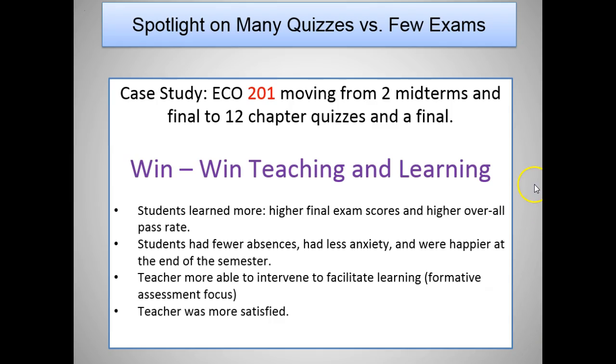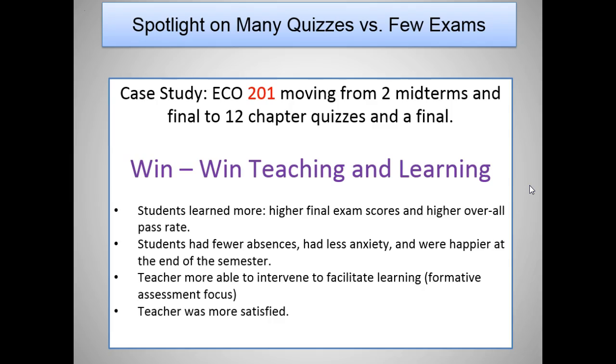I'm going to end with a spotlight on many quizzes versus few exams. And so this case study comes from one of our colleagues, Ariely. And I'm going to do my best to paraphrase some research that she did last year. And if I mess up, it's because I am improperly paraphrasing, and I will apologize ahead of time. But I think I've captured in a nutshell the research that Ariely did last year in her economics class.